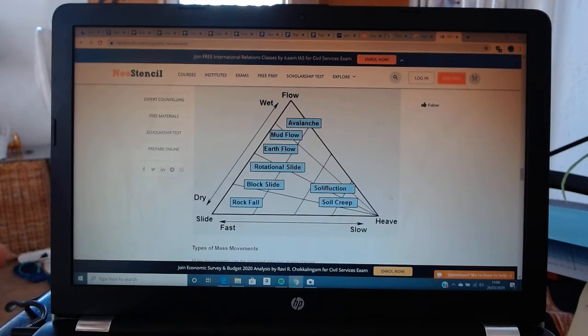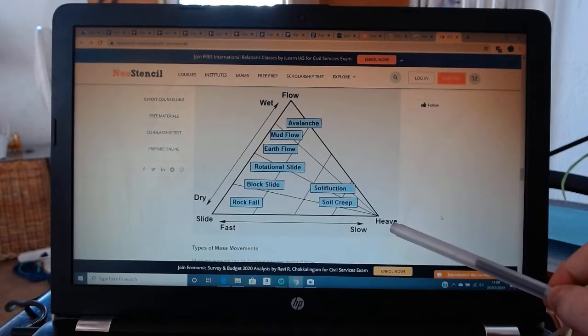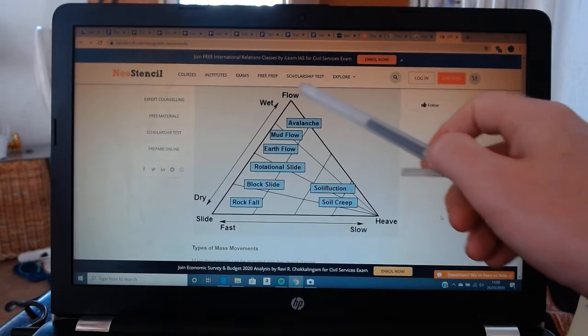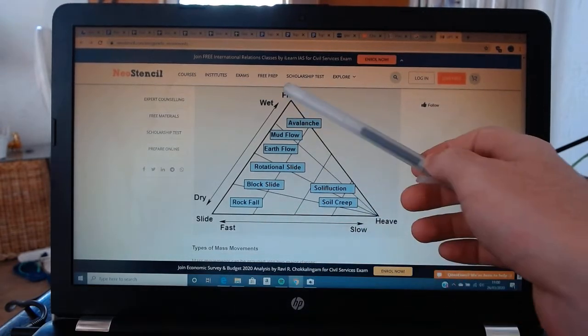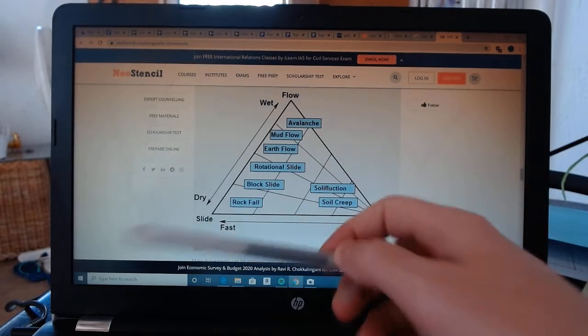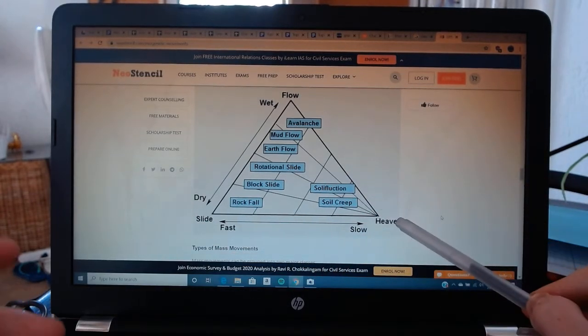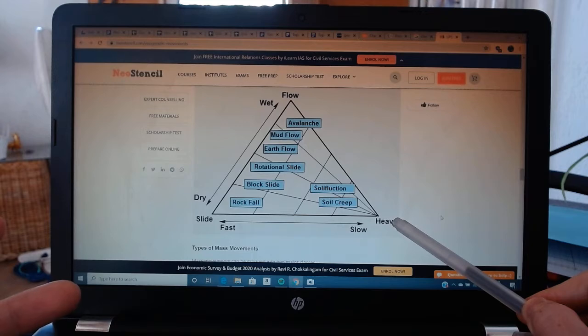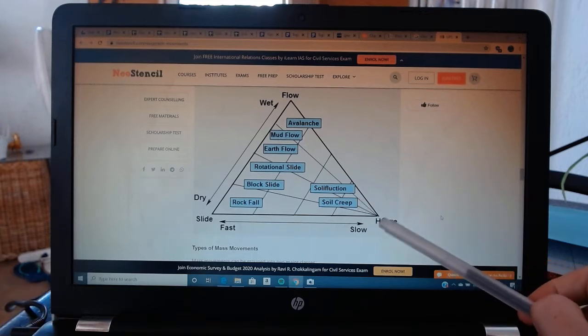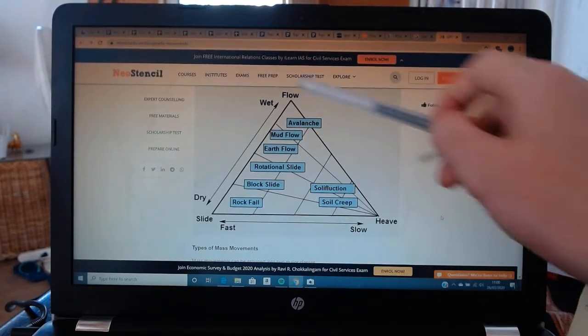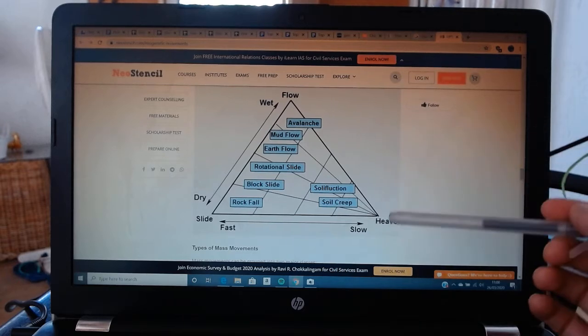Now you've got a couple of different things. You've got heave, don't worry, we haven't seen that word yet, flow and slide. We've seen mud and earth flows, and you've seen landslides. A heave is again a slower movement, so I'll talk about that in just a moment. So you've got those three words on your triangle.